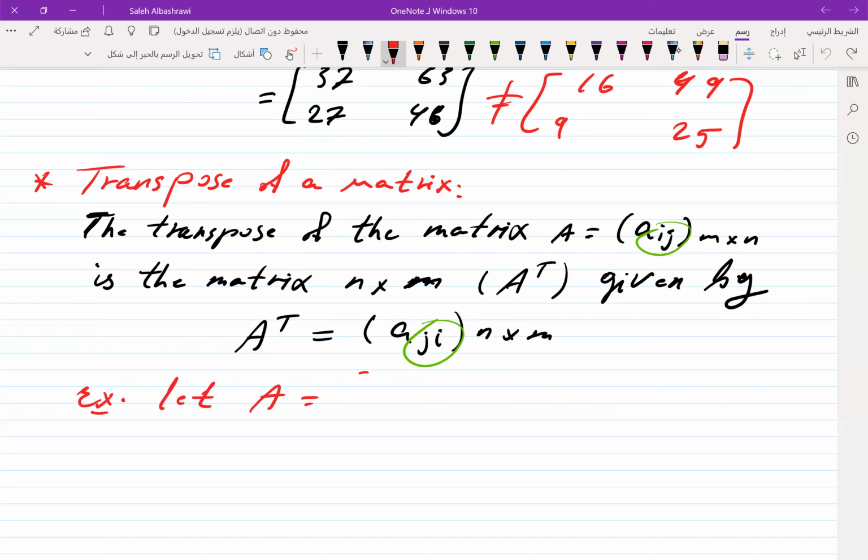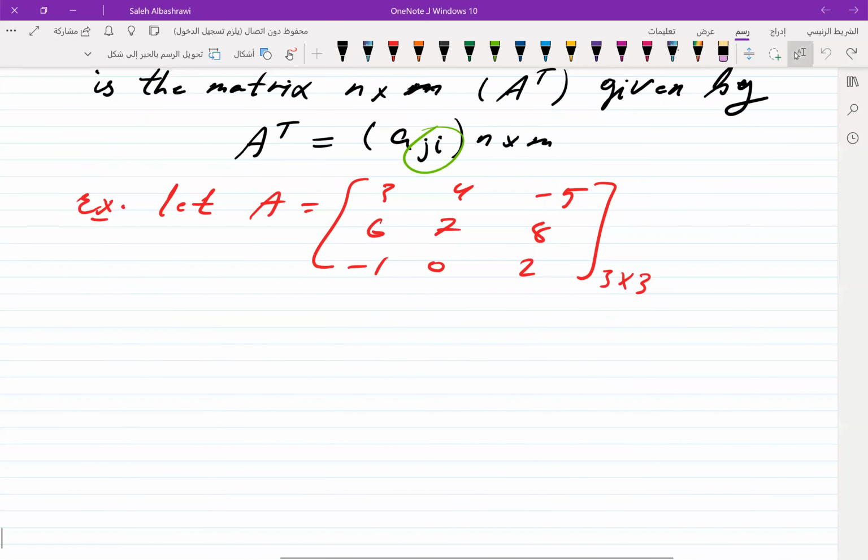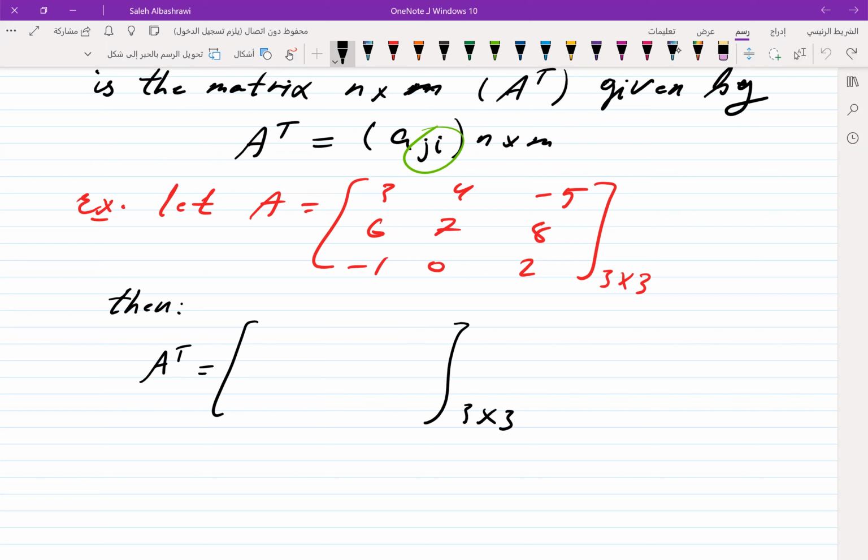let A equal 3, 4, minus 5, 6, 7, 8, minus 1, 0, 2. This is of size 3 by 3 matrix. Now the transpose of this one, A T equal to, it will be 3 by 3 also. But this is n equal to m, it is a square matrix.